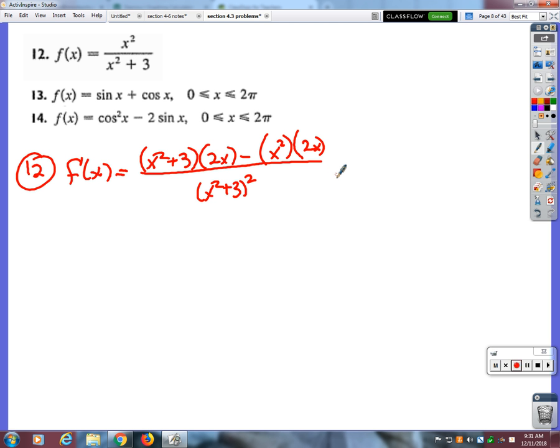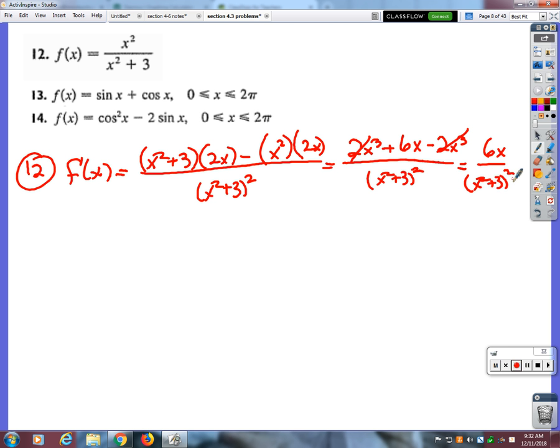So from here, what I'm going to do is simplify it a little bit. If I distribute this 2x, I get 2x cubed plus 6x, and then if I combine those, I get minus 2x cubed, and that is all over x squared plus 3 squared, right? How am I doing so far? Okay, then this is really handy. These will cancel. So then I have 6x over x squared plus 3 squared.